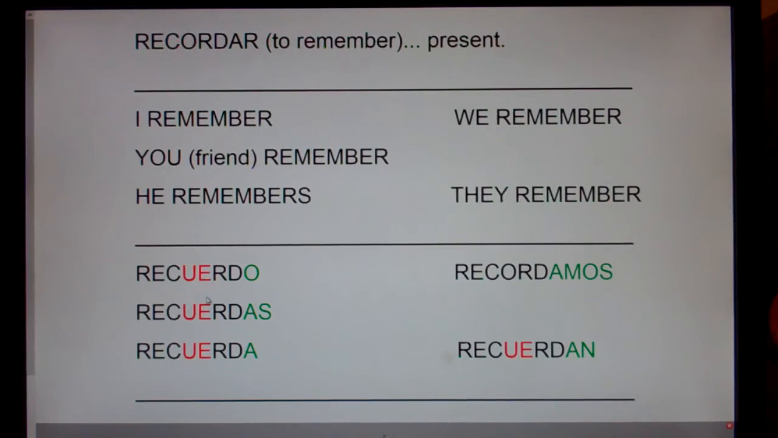So notice, UE, UE, UE, UE, but the we form stays the same. All right, that's recordar, to remember in the present tense.